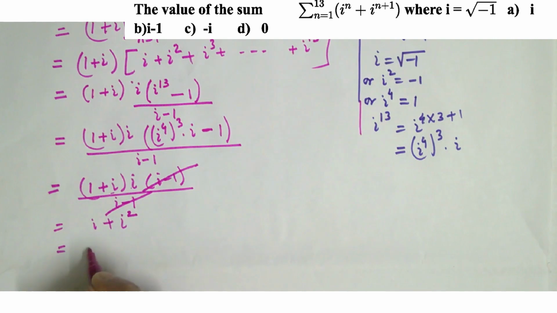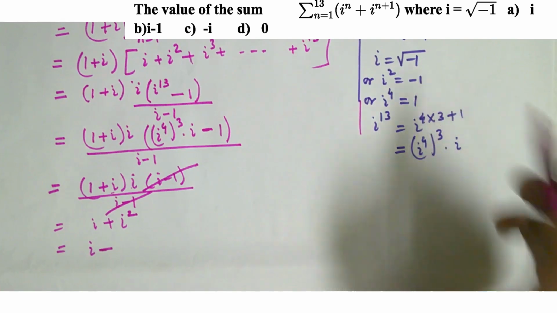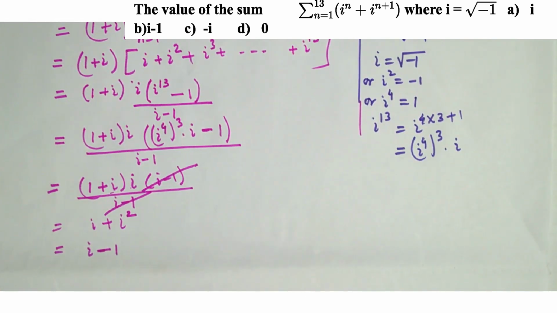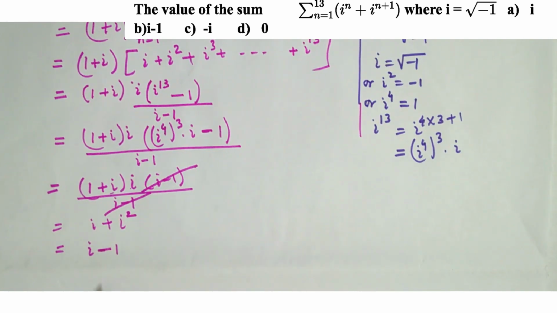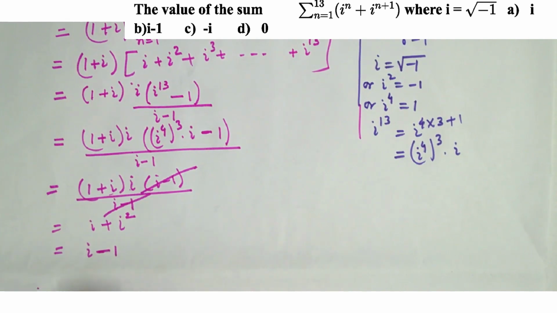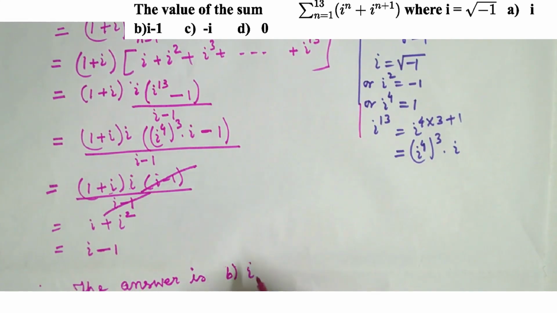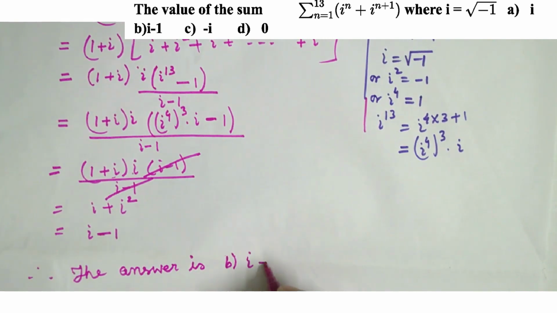See, i square is minus 1. Here, see, i square is minus 1, 1. Therefore, finally, the last step is i minus 1. That is, the answer is B. Therefore, the answer is B, i minus 1.